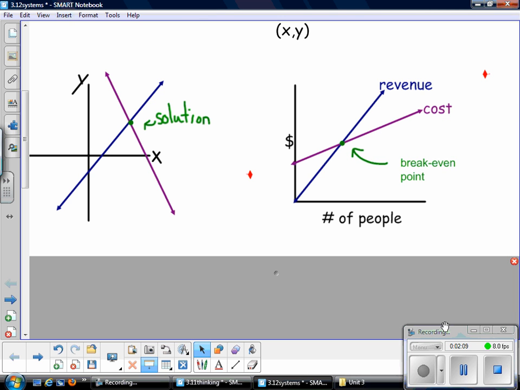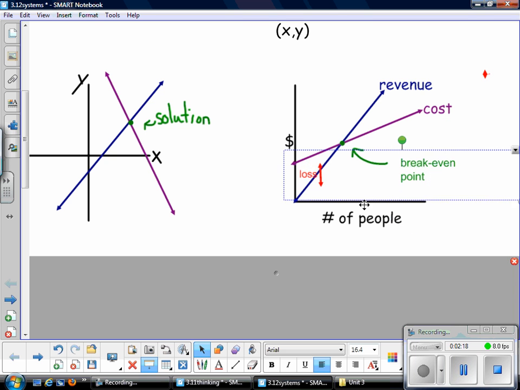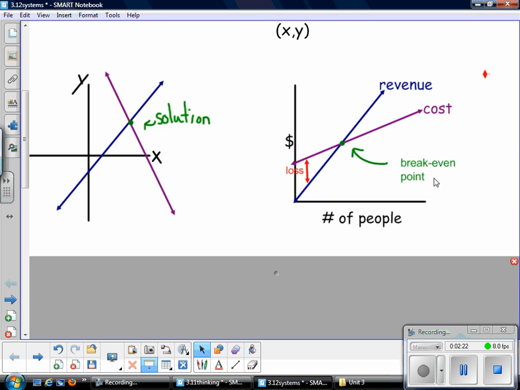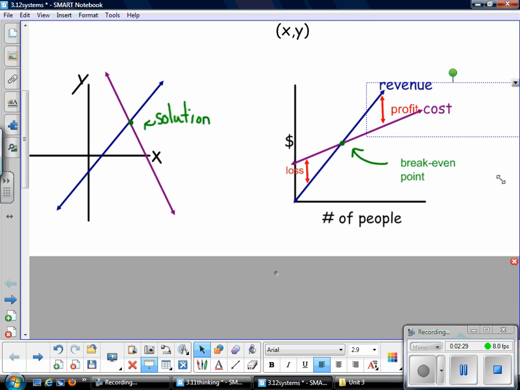breaking even point. What we mean by break-even point when we're talking about revenue and cost is that below that point, we have a loss. So here we're losing money, and above that break-even point is our profit. That's where we're making profit. So profit occurs above the break-even point, loss happens below the break-even point. Obviously people in business are concerned about the break-even point.